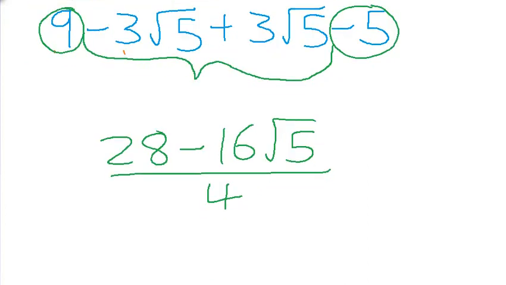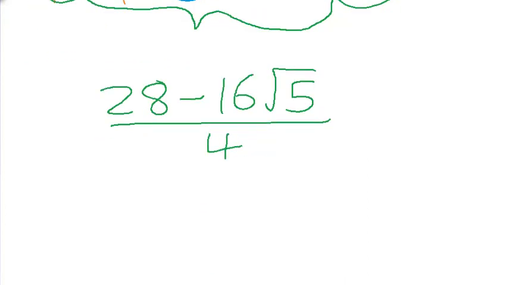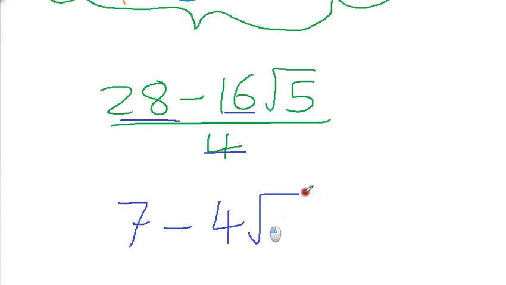So we can simplify that. Again, you could break it up again. I'm not going to this time because I've just shown you. So 28 over 4 is 7. Minus 16 over 4 is 4. So then minus 4 root 5. That is our answer.